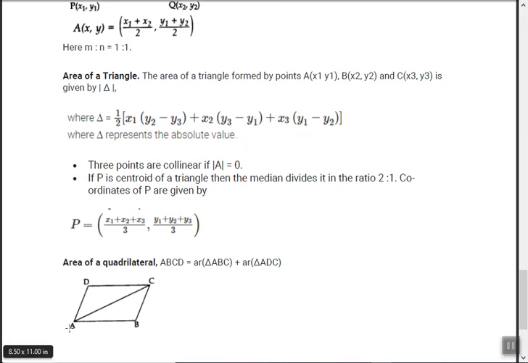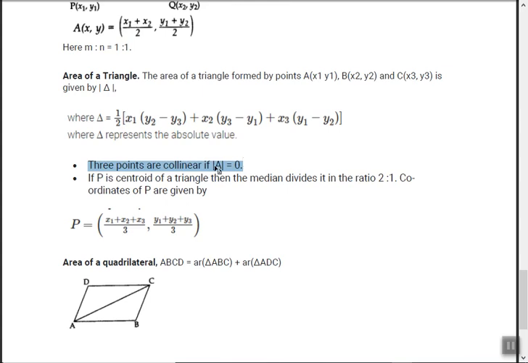Now these 3 points A, B and C will be collinear. Collinear means what? On the same line. When will they be collinear? If you start bringing this point nearer to AC, then the area of the triangle will reduce, right? Then bring it even nearer to the line AC, again lesser. Now you bring this point B onto AC. What will be the area of the triangle? That will be 0. So that's the condition: 3 points are collinear if the area is 0.